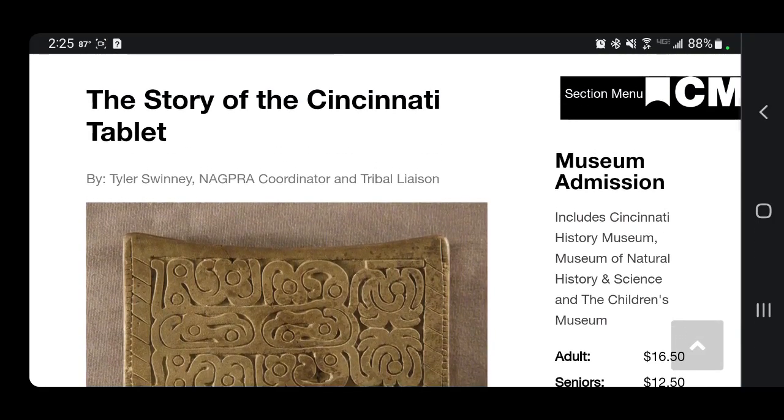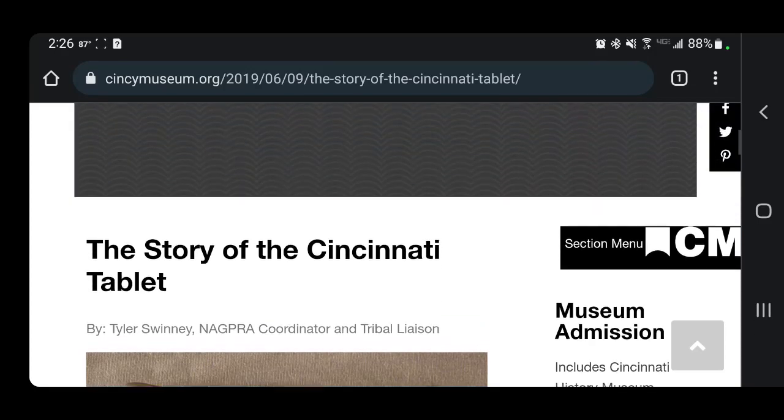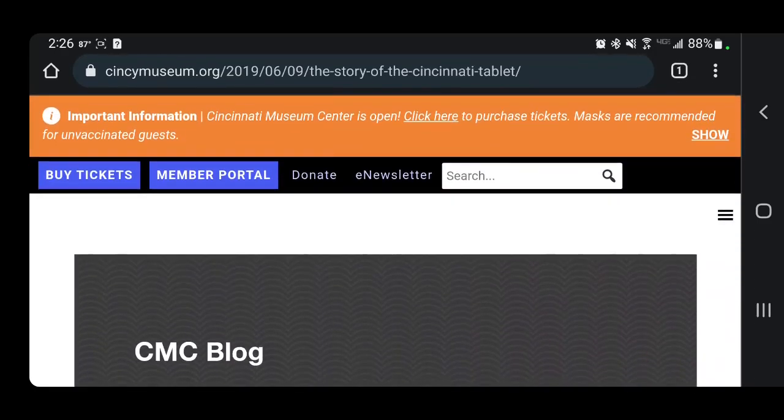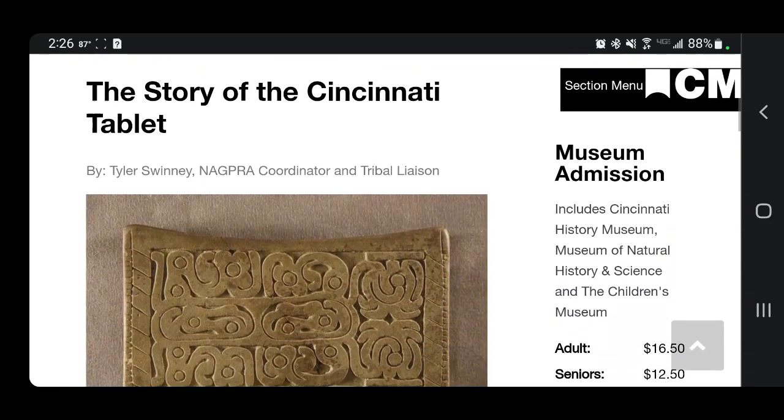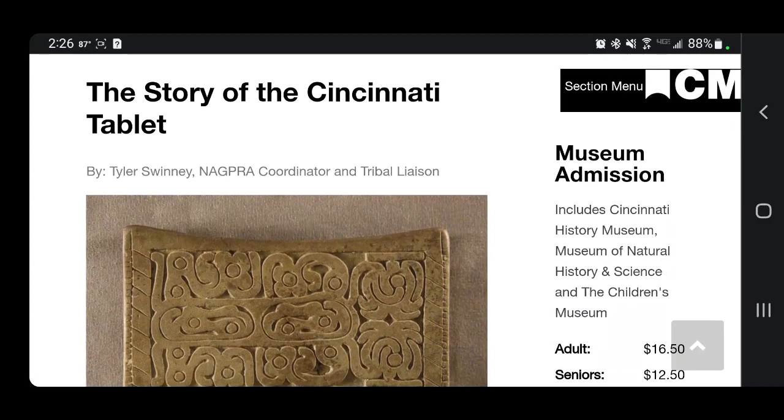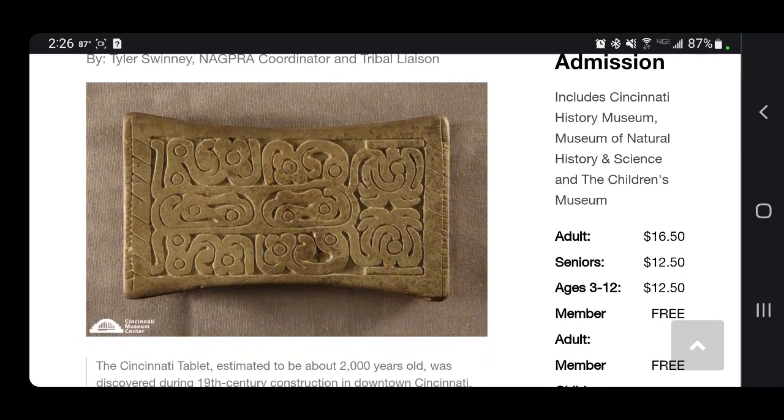Now, this is an undated article that's on the Cincinnati Museum website, by Tyler Swinney, and I looked up that NAGPRA coordinator. Basically, NAGPRA is a 30-year-old law that they passed protecting sites like this, burial sites, from being incorrectly excavated, as was the case. This particular tablet was the first of its kind.